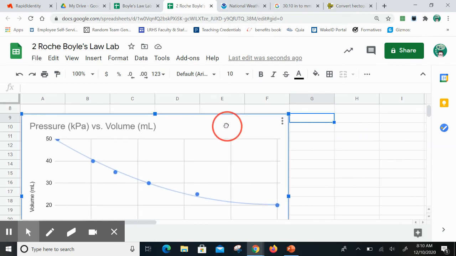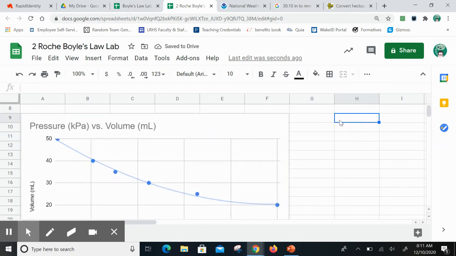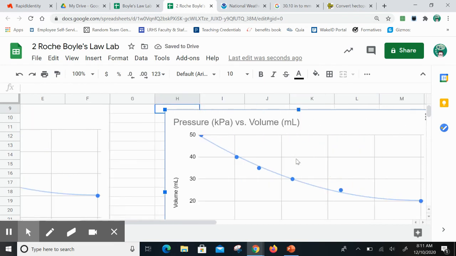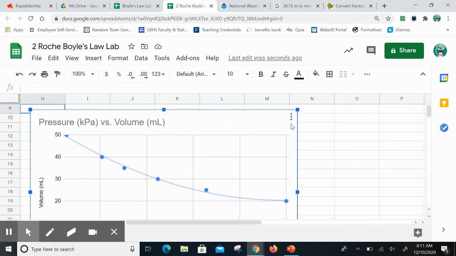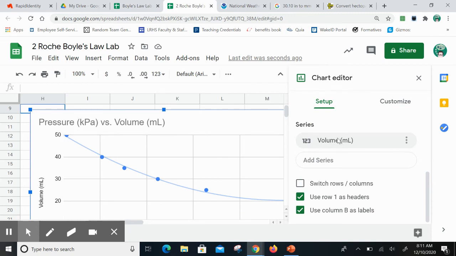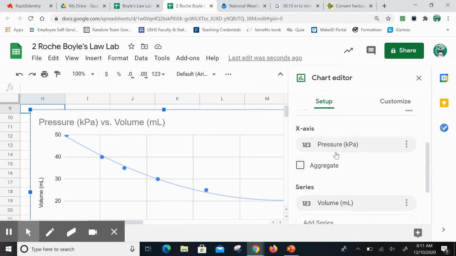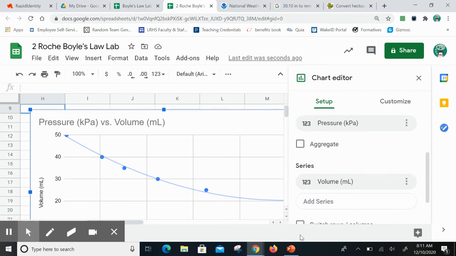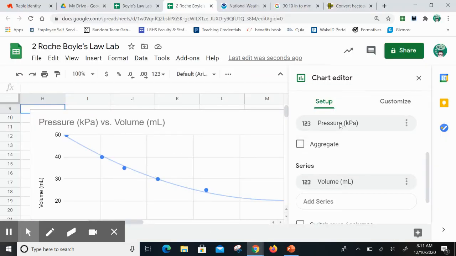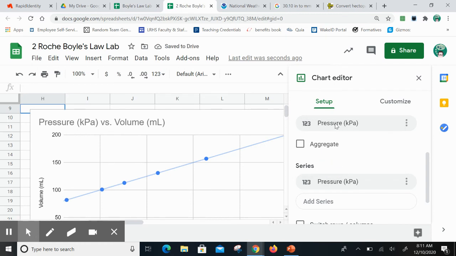Oh, no, it's not. Never mind. I am going to paste it here. You can either hit edit, paste or you can use control V, however you want. So there, now I got the exact same chart I had there. But I want to edit this chart so that it doesn't use pressure versus volume, it uses pressure versus 1 over volume. So I want my series, my y-axis, to be pressure, and my x-axis to be 1 over V.